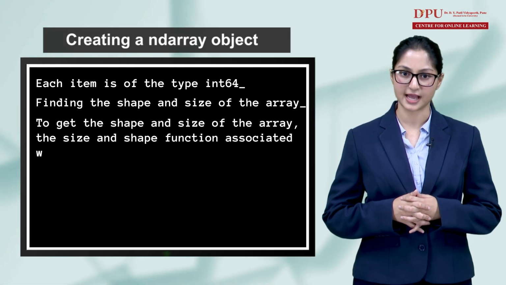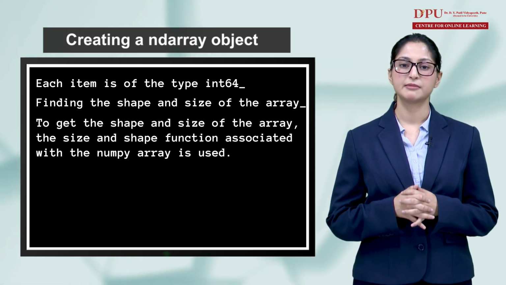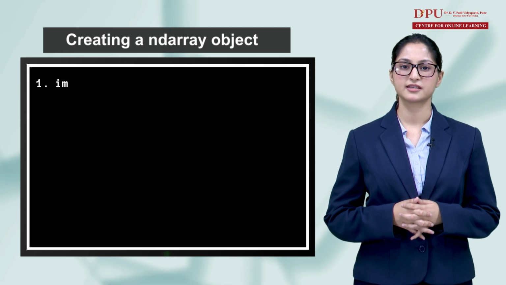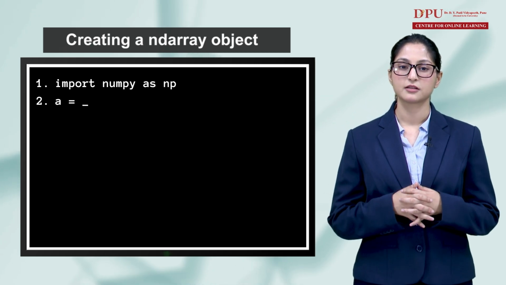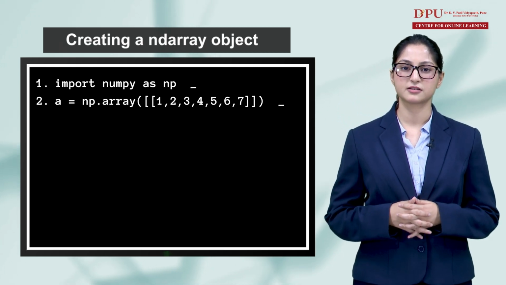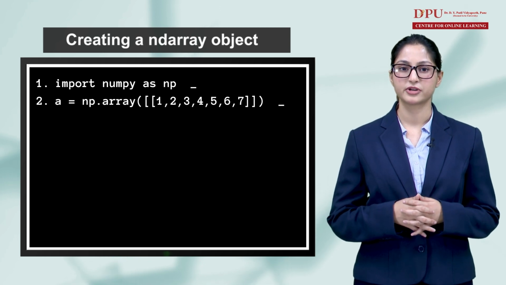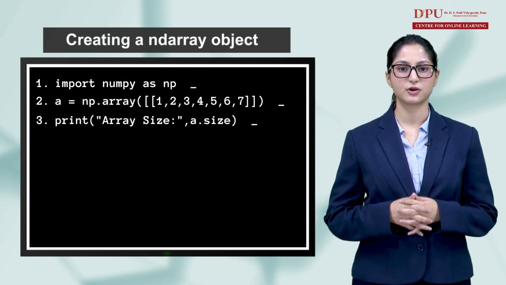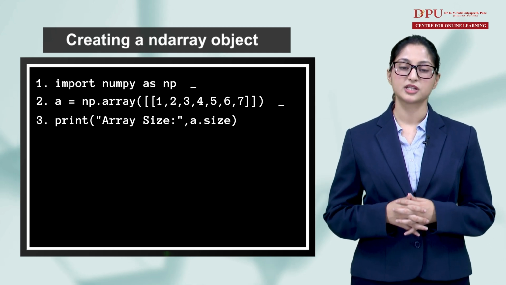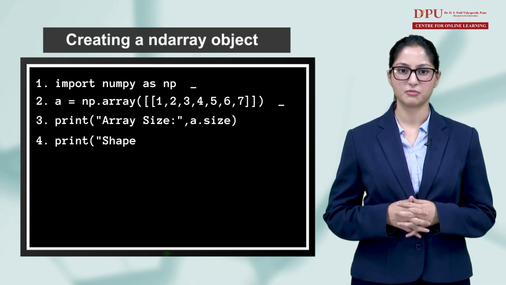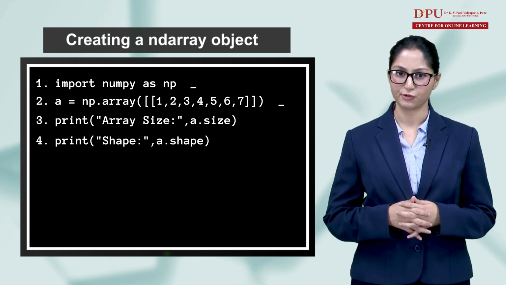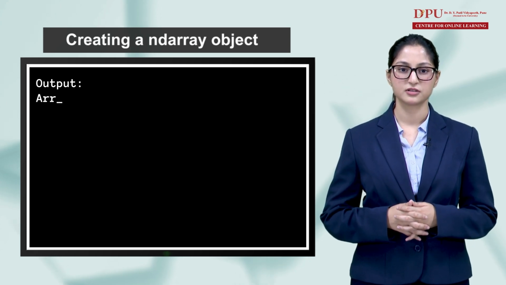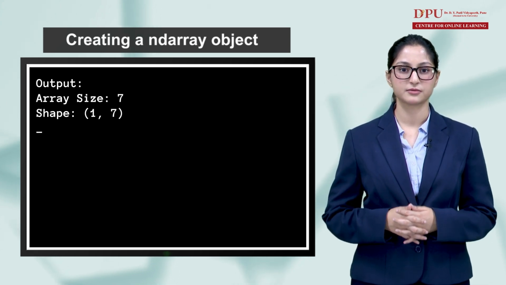Consider the following example. Import numpy as np. a equals np.array, with the following digits given as parameters to the array method. Print within double quotes, "array size is", comma, a.size. Print within double quotes, "shape is", comma, a.shape. Output: array size is 7, shape is (1, 7).